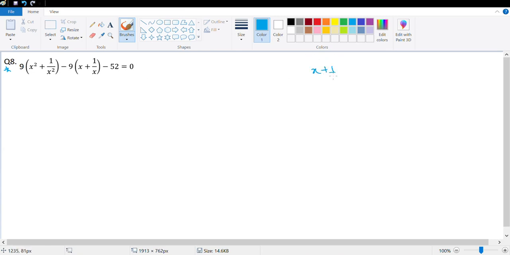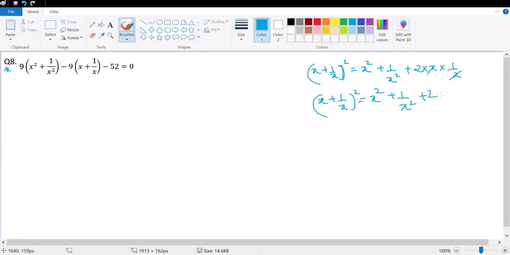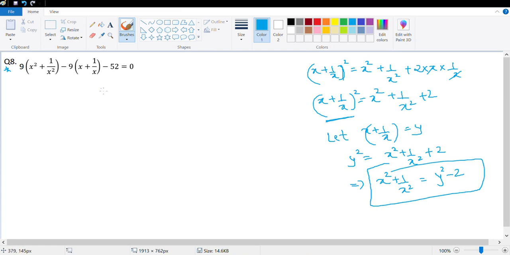What we had learned was (x plus 1 upon x) the whole square is equal to first term square plus second term square plus 2 times first term into second term. So this is (x plus 1 upon x) the whole square is equal to x square plus 1 upon x square plus 2. Now why am I reminding you of this? Because if we take x plus 1 upon x is equal to y, then on the left hand side here I have y square is equal to x square plus 1 upon x square plus 2, which means I can replace x square plus 1 upon x square as y square minus 2. So here if I take this as y, then this is y square minus 2. I hope you got this concept.